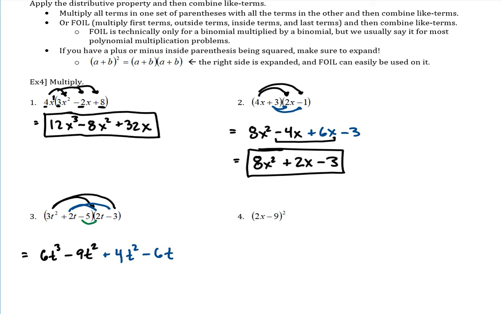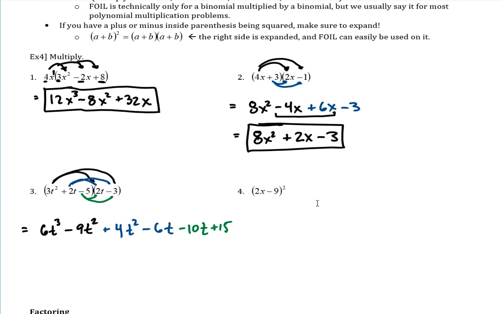And then one more, the -5 multiplies each of those. -5 times 2 is -10, and then the t is just attached. And then -5 times -3 is +15. And again, that's it. There's no t involved in that because it's just two numbers times themselves there. Okay, and then now all I have to do, like the previous problem, is look for like terms.